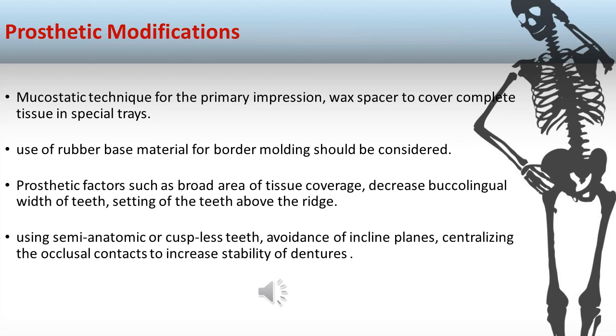Modification: mucostatic technique for the primary impression. Wax spacer to cover complete tissue in the special tray. Use of rubber-based material for border molding should be considered. Prosthetic factors such as broad area of tissue coverage, decreased buccolingual width of the teeth, setting of the teeth above average, using semi-anatomic or cuspless teeth, avoiding inclined planes, and centralizing the occlusal contact to increase stability of the dentures.